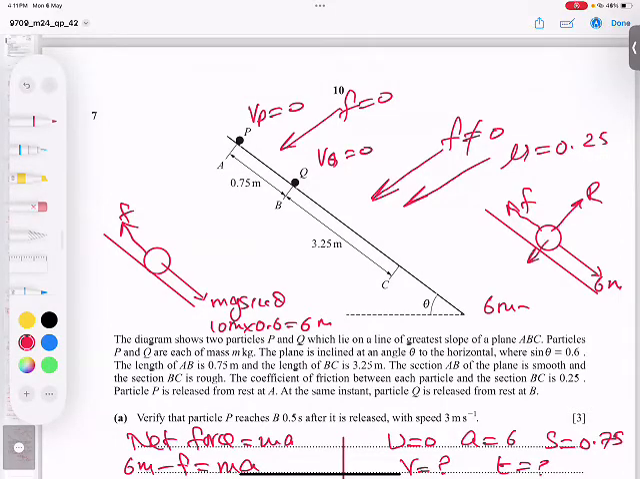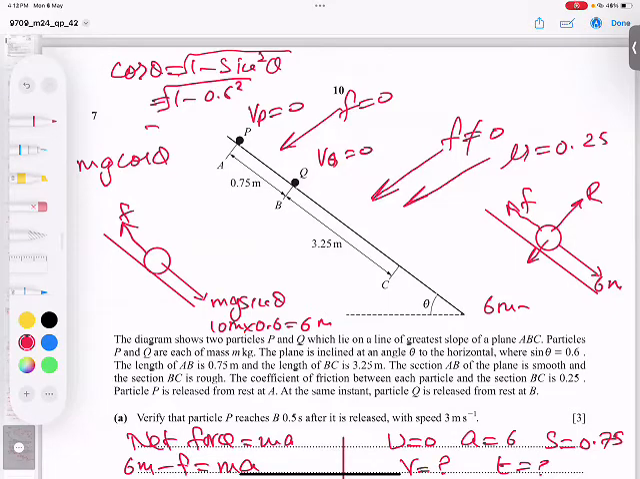R is what? This is 6 mg cos theta. Look, I'm writing here mg cos theta. But sine theta I have, and I can find cos theta easily. How? The square root of 1 minus sine theta squared. If I type 1 minus 0.6 squared in the calculator, it gives me 0.8. Let me recheck. Yes, it is giving 0.8.